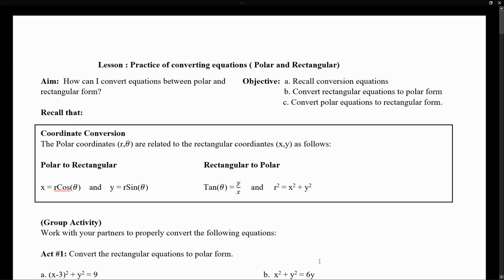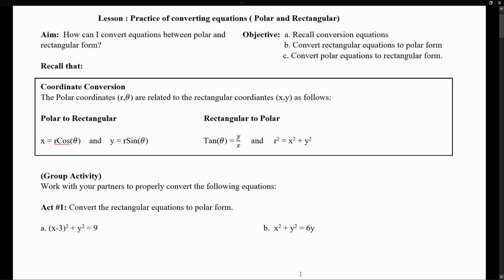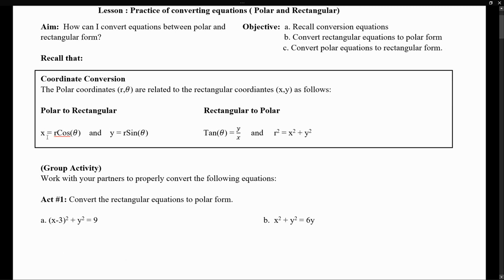In this lesson, we're going to do some practice problems for converting equations from polar to rectangular and vice versa. We'll start by remembering the expressions we use for this task. Any x value, at least in a coordinate point, can be expressed as r cosine of an angle, and any y value can be expressed as r sine of theta. Tangent is y over x, and r squared equals x squared plus y squared. These are our tools whenever we convert equations between polar and rectangular and vice versa. So let's do a couple more examples.